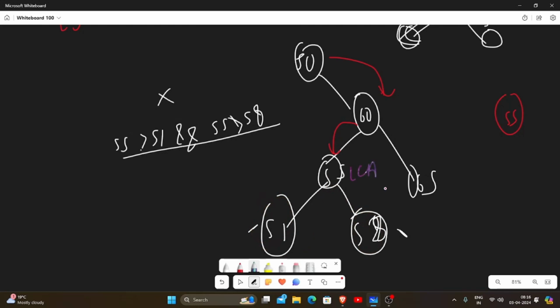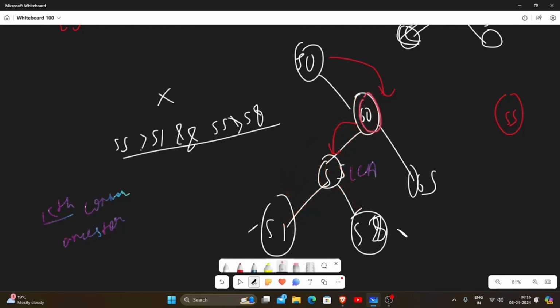Now we have found the lowest common ancestor, and we have to find the kth common ancestor. Can we actually say that if some node is an ancestor of both nodes, the node which is above it will also be an ancestor to both the nodes? If this node is an ancestor to both the nodes, can I say the parent of this node, which is 60, would also be an ancestor to both the nodes?